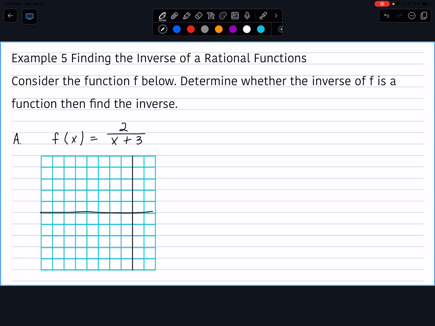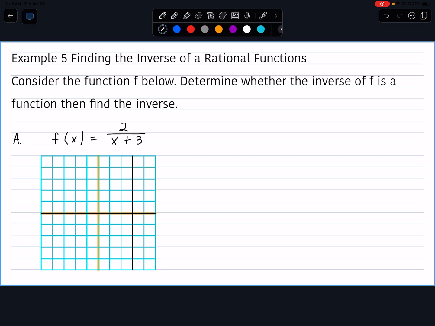This should work out okay. And our vertical asymptote will be at -3. And because there was no k translation, vertical translation, our horizontal asymptote is just the x-axis. Okay? So from there, we're going to make our table.